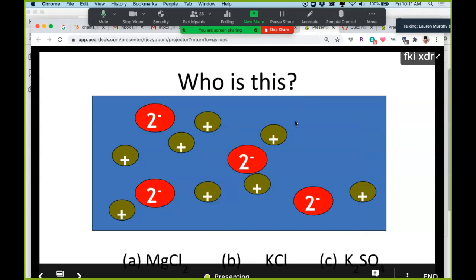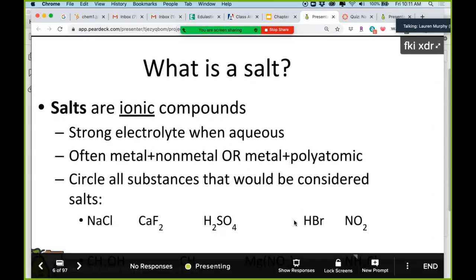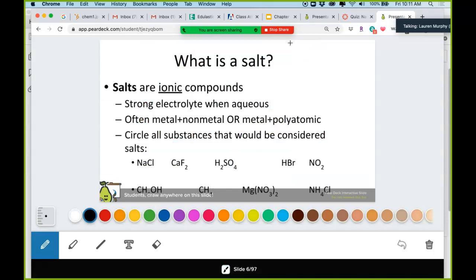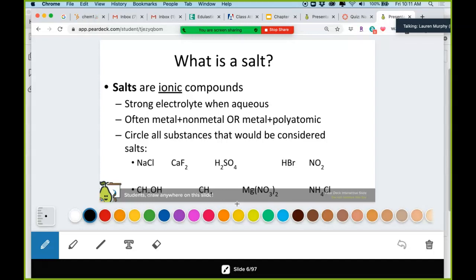So let's keep going. So what is a salt? A salt in this class at this point is any sort of ionic compound, okay? And any metal, nonmetal, or metal polyatomic can be termed the word salt. So I want you to circle every single thing that you think is a salt right now. Everything that you think could be considered a salt. Metal, nonmetal, metal polyatomic, or anything that is +1, -1, +2, -2, anything that has opposite charges.